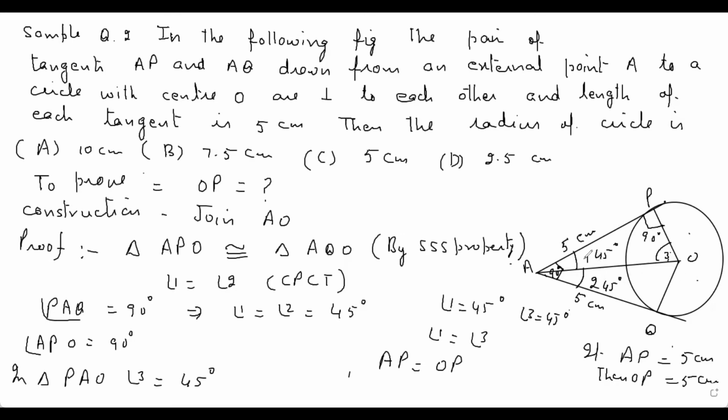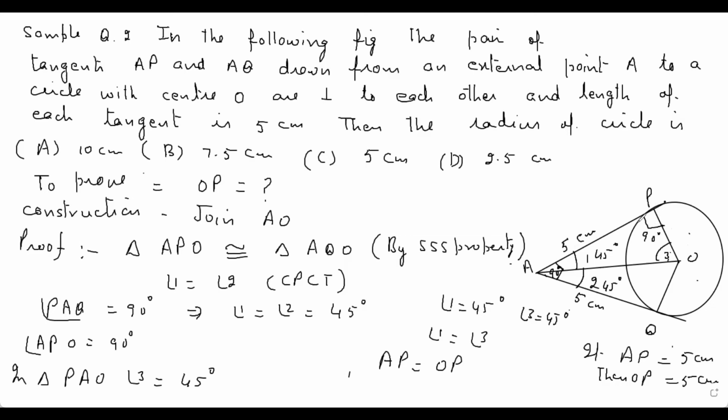It means by CPCT, angle 1 is equal to angle 2. If this whole angle is 90 degree, so angle 1 is 45 degree, angle 2 is 45 degree. Now I know APO is 90 degree because radius is perpendicular to the tangent at the point of contact. So in triangle PAO, if I know two angles, then I can find the third one. Third one will come out to be 45 degree.